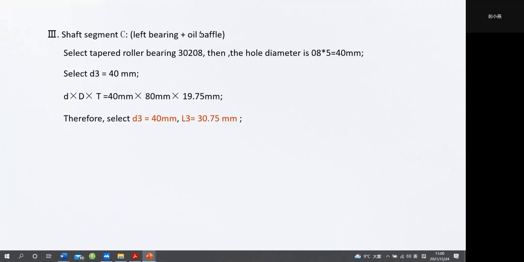In this segment you can use an oil buffer, or you can use bearing only. If you use bearing only, the length is equal to the width of the bearing, okay?